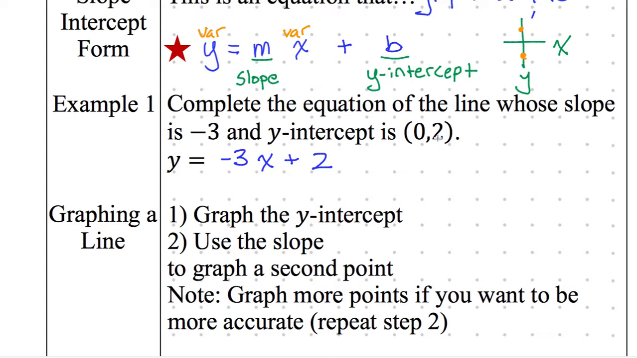Yeah, so whenever you have a y-intercept, you're only choosing one number. Just one number goes in each of these variables.